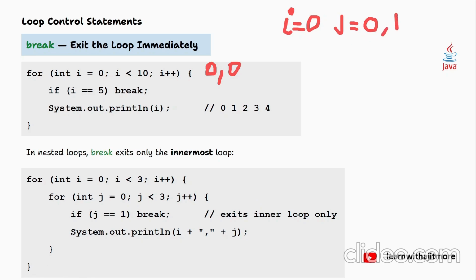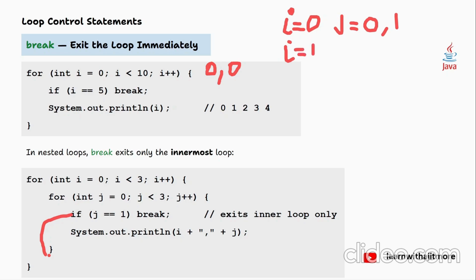After printing the 0, 0 combination, it will come to j plus plus. j plus plus means j becomes 1. Again, is 1 less than 3? Yes, come inside. But is j 1? Yes, your j value is 1. So as j is 1, break. But break which loop? Only the nearest loop. It will just come out of that inner loop. And after coming out of that inner loop, it will come to the outer loop i plus plus. When j becomes 1, the inner loop is terminated, and directly it comes to the outer loop and i becomes 1.